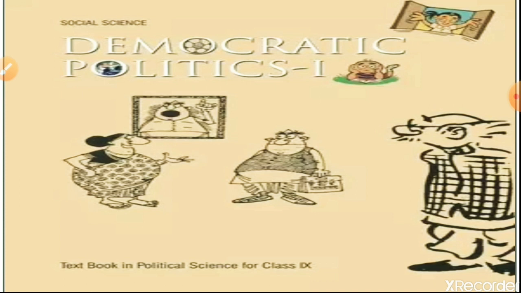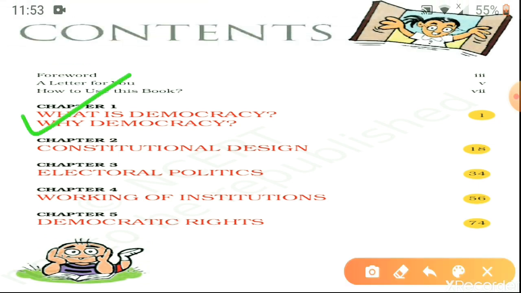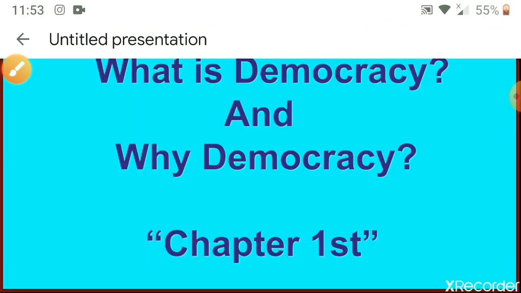So this is your book, Social Science Democratic Politics 1 for class 9th, and there's the contents. There are 5 chapters in your syllabus of democratic politics. Chapter first is what is democracy and why democracy. And chapter second, constitutional design. And chapter third, electoral politics. Chapter 4, working of institutions. Chapter 5th, democratic rights. So let's start.